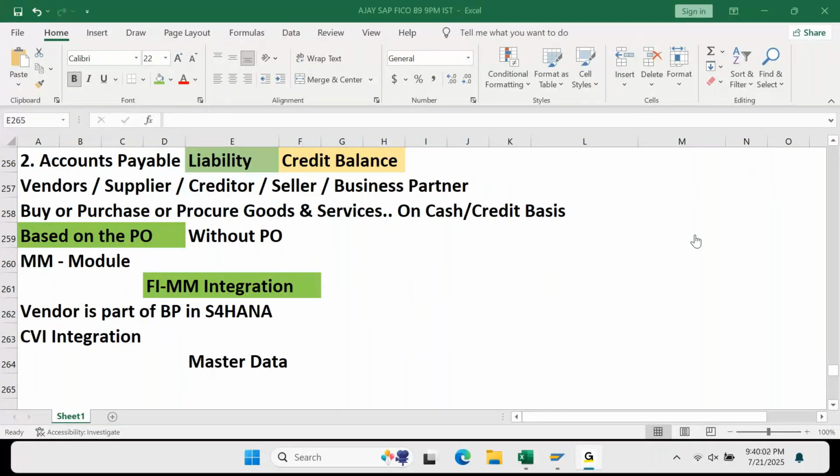Assuming the master is created and approved. Now, whenever you create any vendor, while creating the vendor itself, you need to make sure of the vendor's mode of payment, how the vendor is expecting payment.